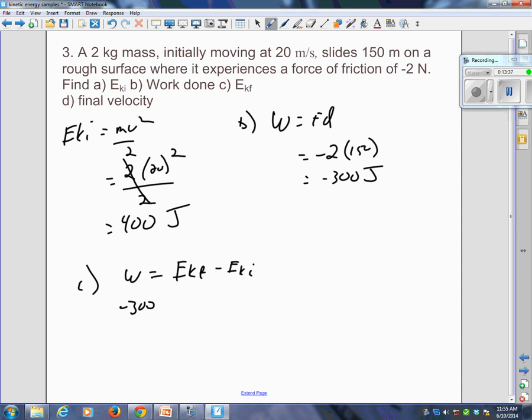Is it important that the minus stays there? Does it mean something in this question? Yes, absolutely. The EKF is what we're solving for. The EKI was 400, so we add 400 to both sides. Final kinetic energy, 100 joules.